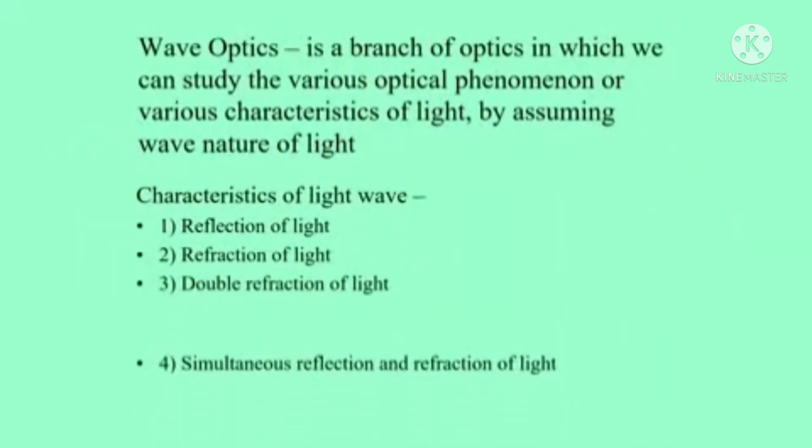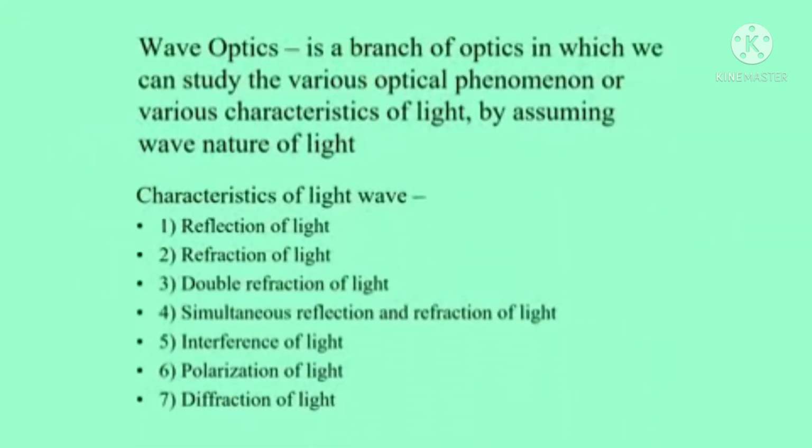Students, then we see what is meant by wave optics. Wave optics is a branch of optics in which we study the various optical phenomena or various characteristics of light by assuming the wave nature of light. We know that light has dual nature. That means light has particle nature as well as wave nature.